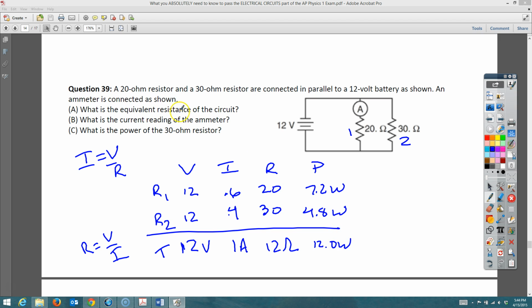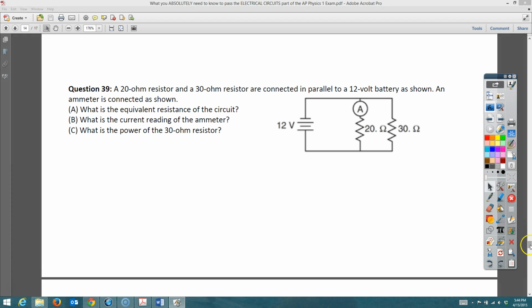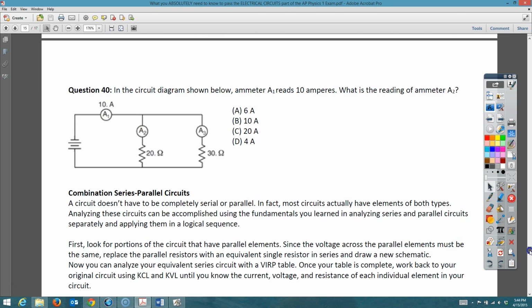When we answer the questions, the equivalent resistance we see is 12 ohms. The current reading of the ammeter should be, for this first one, it's the 20, so the current reading is 0.6. And finally, the power of this resistor we see is resistor 2, and it's 4.8 watts. So now we've got all of our answers for number 39. Let's check and see. We've got one more here.